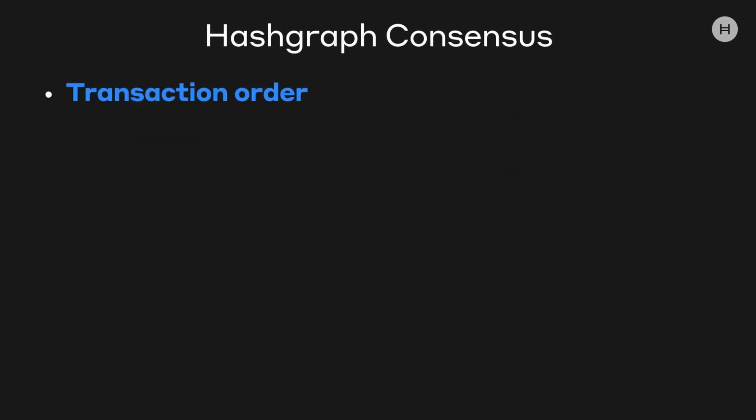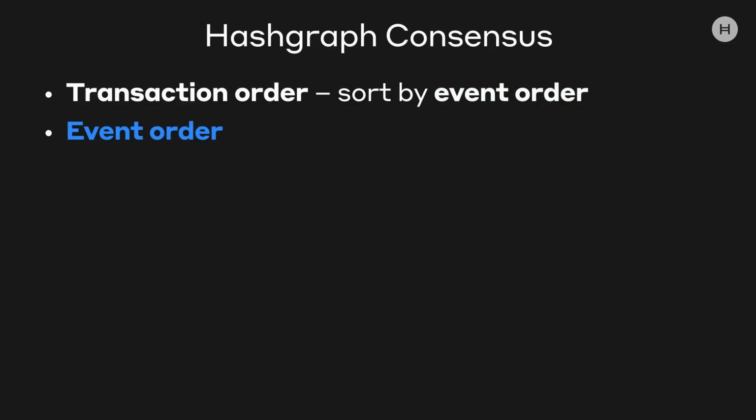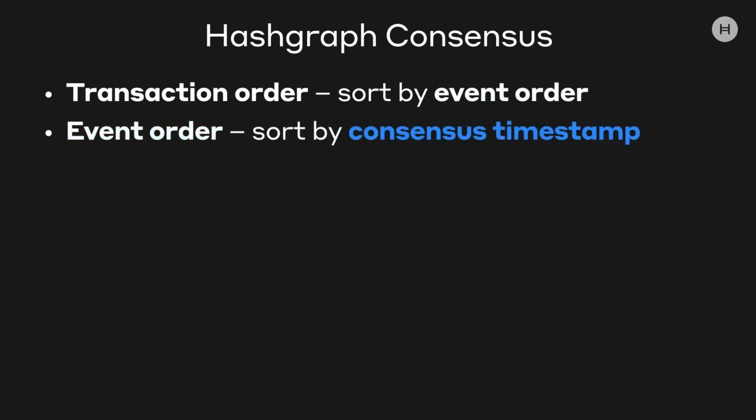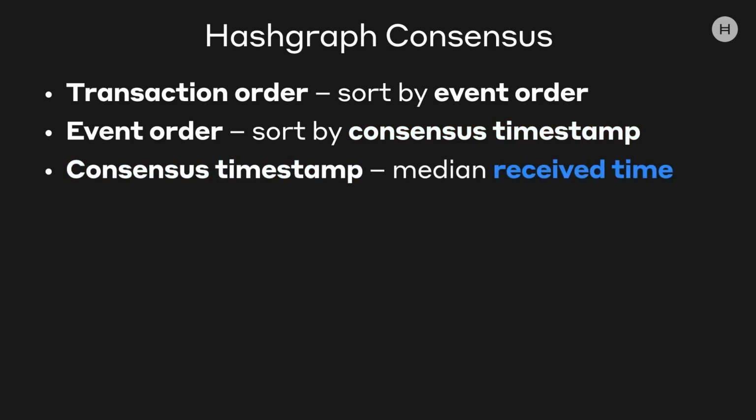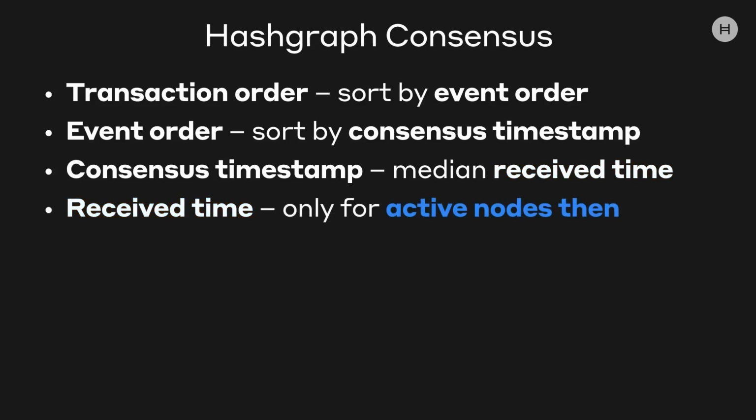So, how does hashgraph consensus work? We want to put the transactions in order. How do we do that? We'll sort them by the order of the events. But what's the order of the events? You just sort them by the consensus timestamp for each of these events. But what's the consensus timestamp on an event? It'll be the median of the receive time. It'll be the middle of all those times of when it reached everybody in the world. What's the received time? Well, it's when an active computer, an active node, received it.